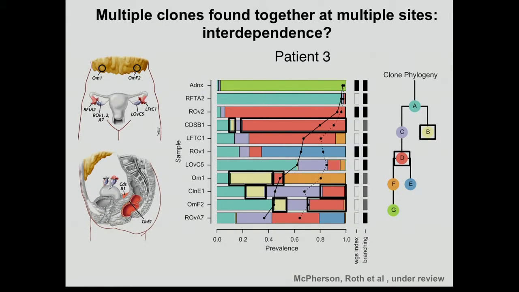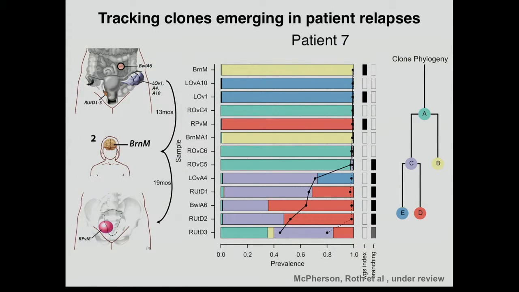So why does this really matter? Well, we had one patient for which we had time series data. We had the patient at diagnosis, an initial relapse to the brain, and then a subsequent relapse again to the area in the pelvis.